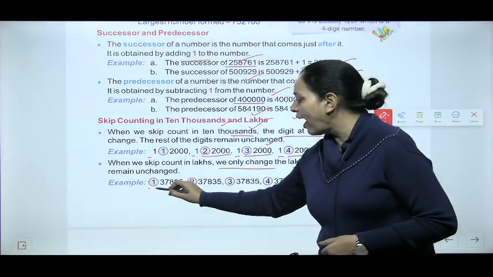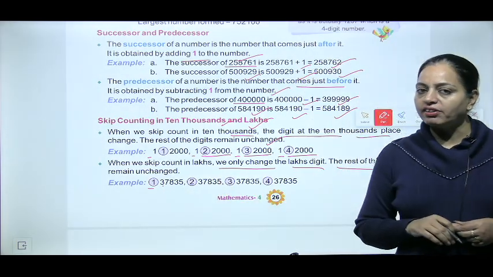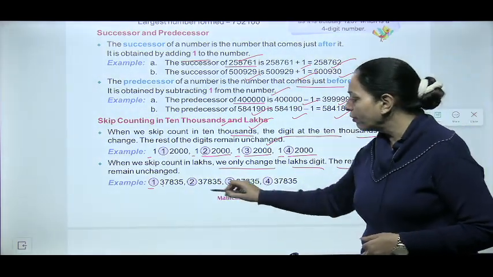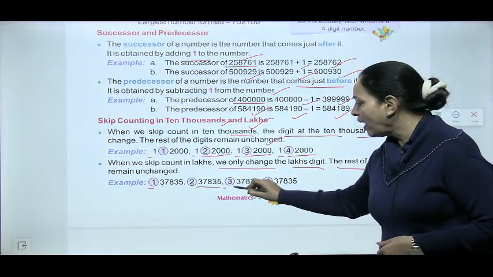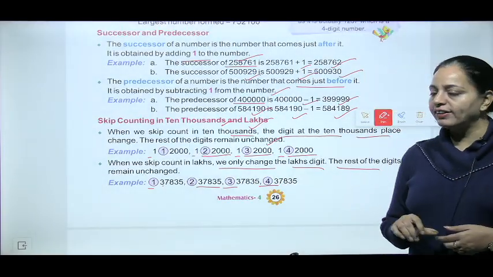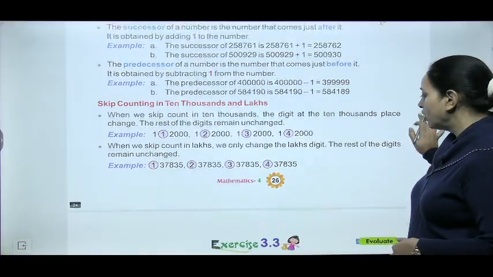Like here, 1,37,835. Now 2,37,835. Same, 3 lakh, 4 lakh. So like this. I hope this is clear to you.